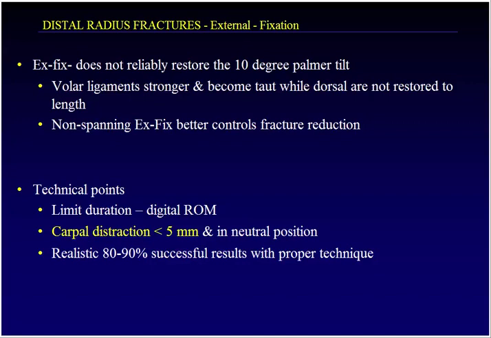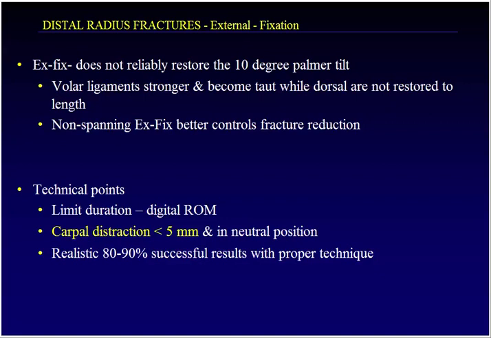A non-spanning external fixator can give you better control and better fracture reduction, but of course that relies on you having a large intact segment of the distal radius to work with in order to avoid having to span across the wrist. Technical points for external fixation: you want to limit the duration. Typically 7 to 8 weeks in the external fixator is the maximum amount of time that the patient should wear the frame.